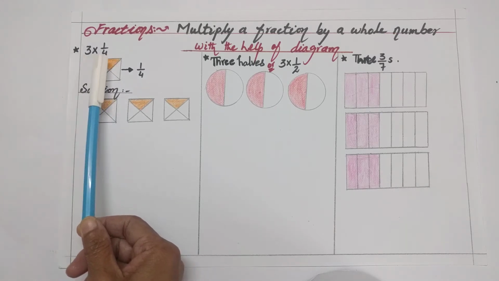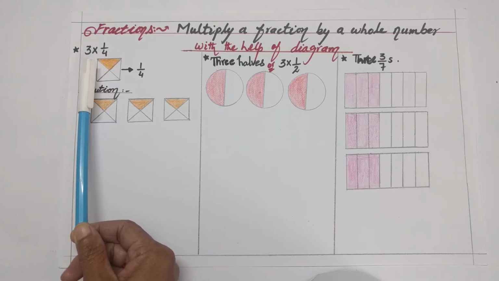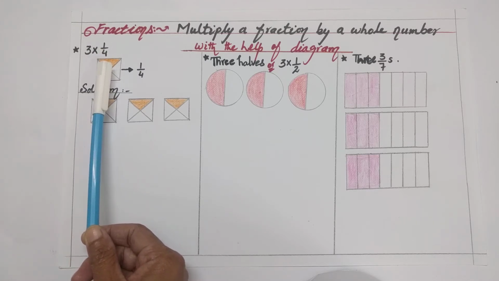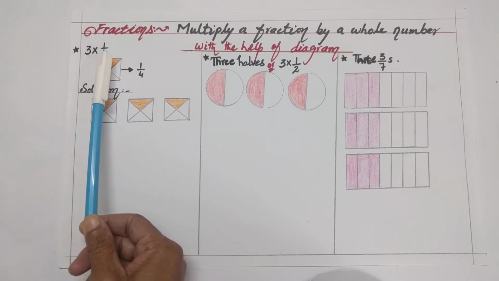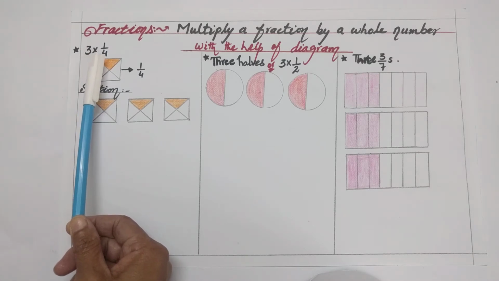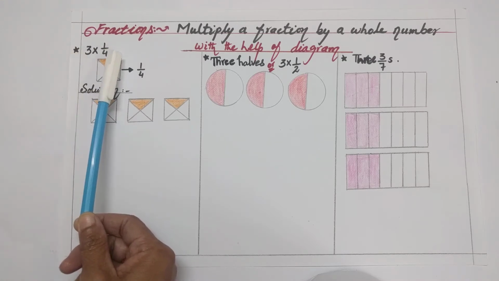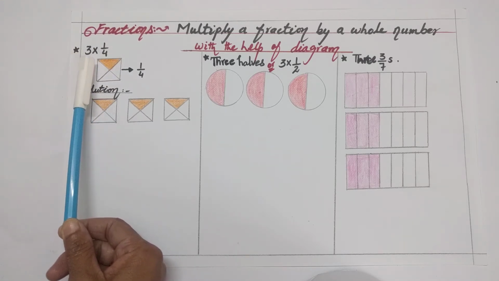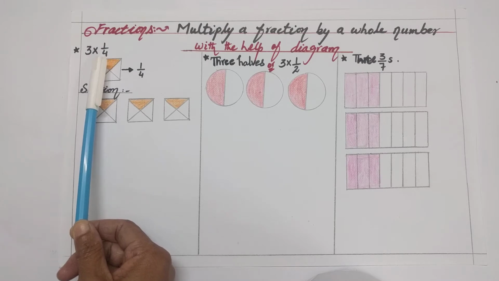So we are going to multiply 3 into 1 by 4, or you can also call it 3 quarters. 1 by 4 means quarter part. 4 equal parts of a fraction is actually called quarter. That's why 3 into 1 by 4 you can also call it 3 quarters. Okay, so let's start.